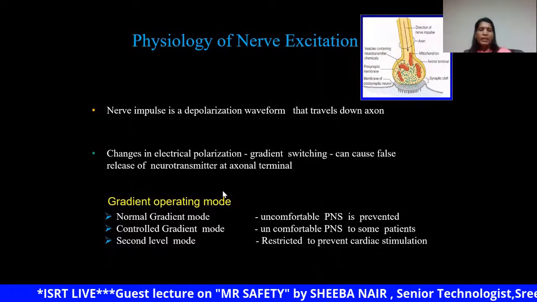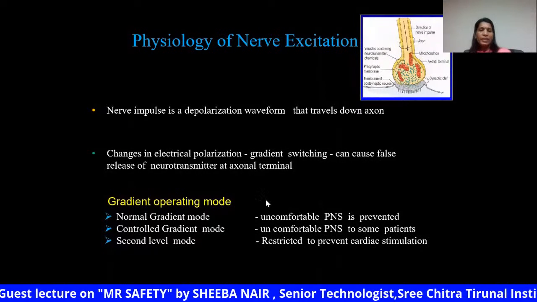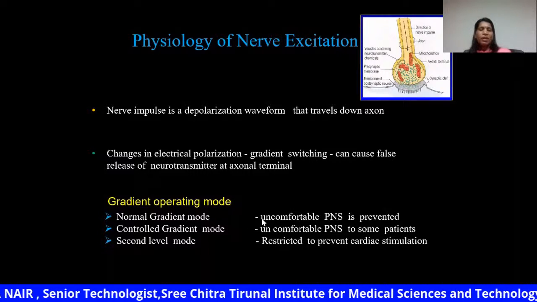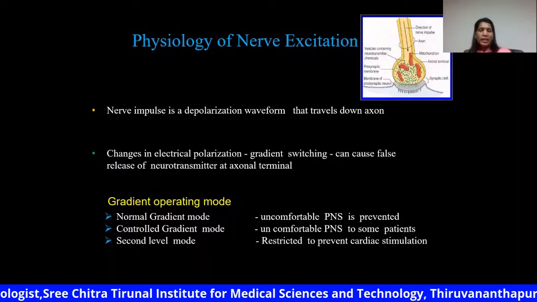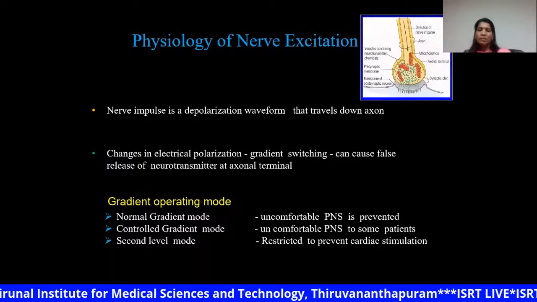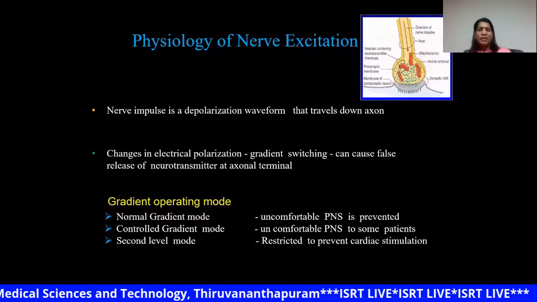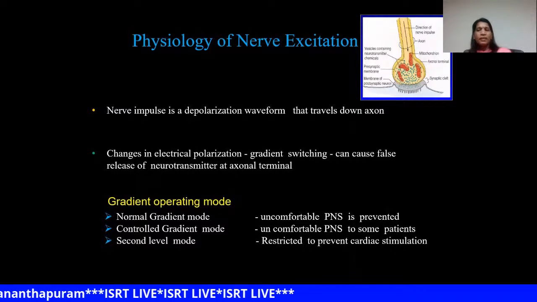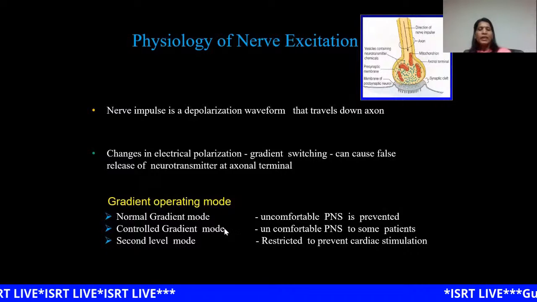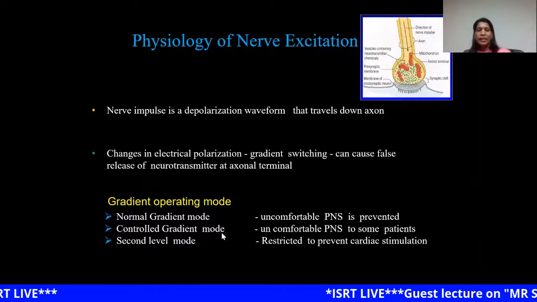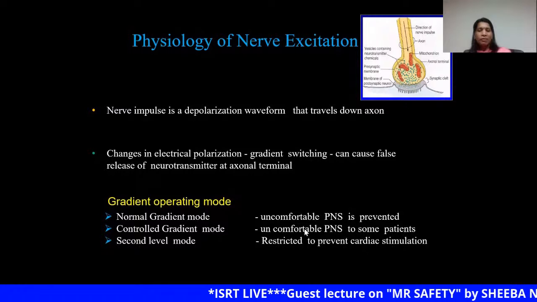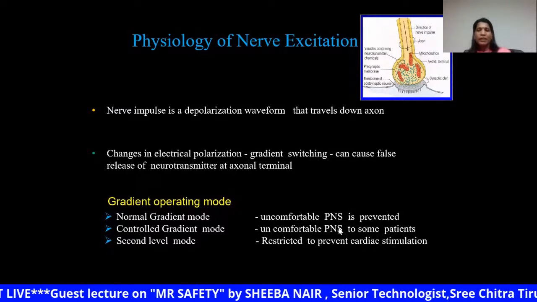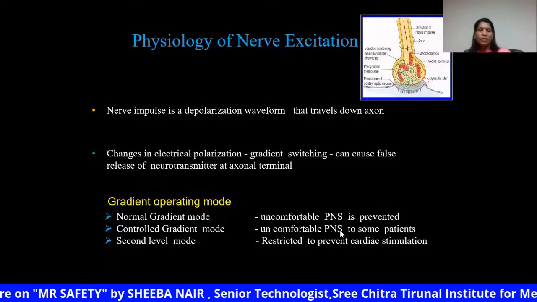So the system will be provided with different operating modes for the gradients. Once you choose the normal gradient mode, the system will not permit any gradient switching that will produce uncomfortable peripheral nerve stimulation. It will be prevented. But in certain pulse sequences such as the EPI sequence, you may need to enter the second mode, that is the controlled gradient mode. Here, the gradient switching will produce peripheral nerve stimulation, but it will not be severe. It will produce mild peripheral nerve stimulation.